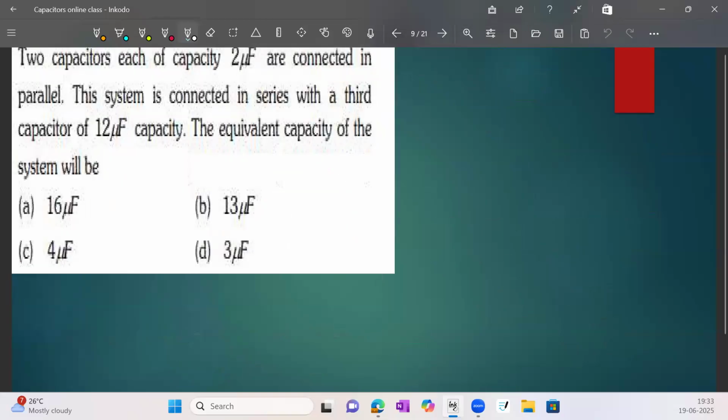See the next problem. Two capacitors, each of 2 microfarad, are connected in parallel. The system is connected in series with a third capacitor of 12 microfarad. So this is a simple problem. Two capacitors of 2 microfarad are connected in parallel.